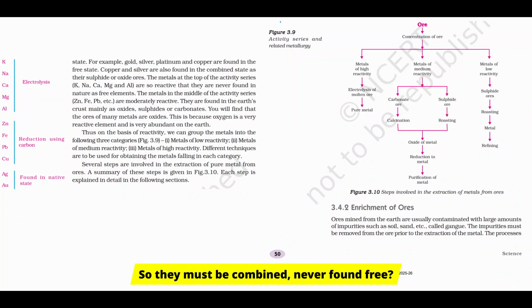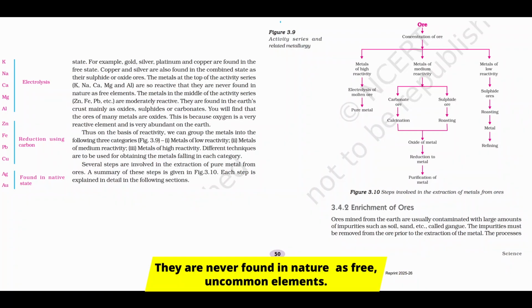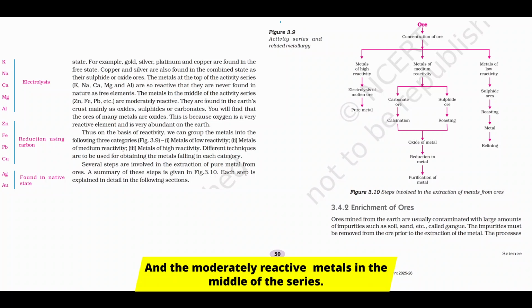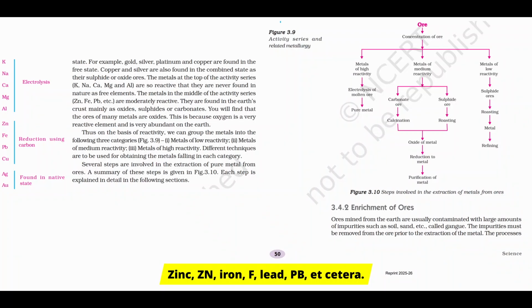So they must be combined, never found free. Correct. They are never found in nature as free, uncombined elements. They always exist tightly bonded within compound forms in various minerals like chlorides, carbonates, oxides, silicates, and the moderately reactive metals in the middle of the series: zinc, Zn, iron, Fe, lead, Pb, etc.